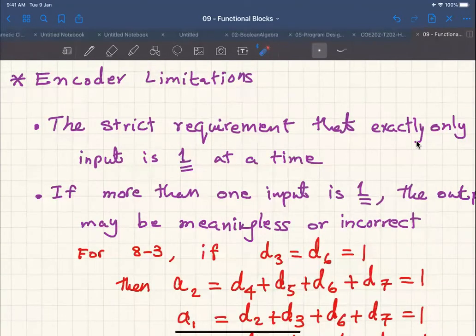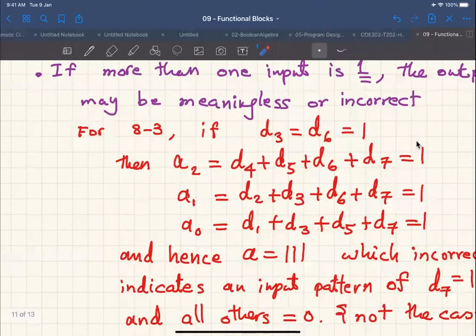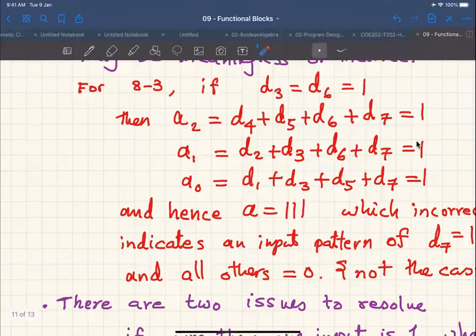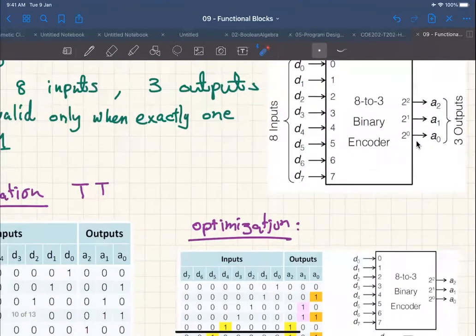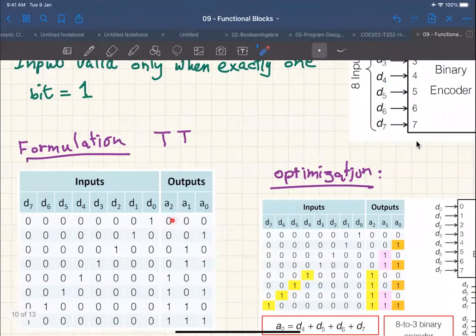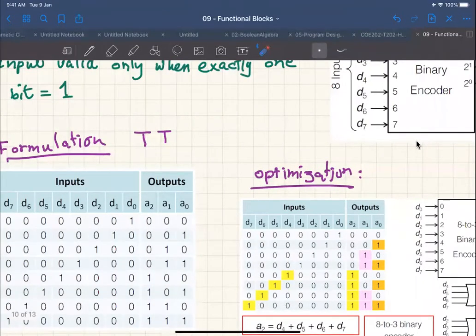So this is one limitation. The other limitation is when you have all zeros. You'll get 0, 0, 0. And what does 0, 0, 0 mean? It means that D0 is 1. But I'm having all zeros. I'm not having D0 as 1. So this is another limitation. There is an ambiguity in encoding the input here.